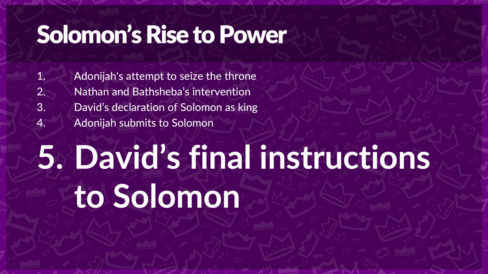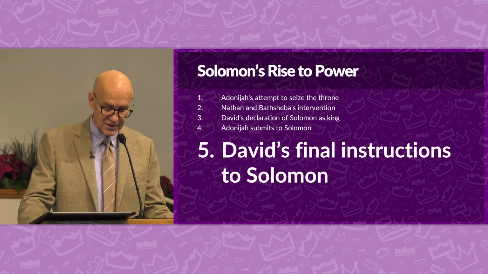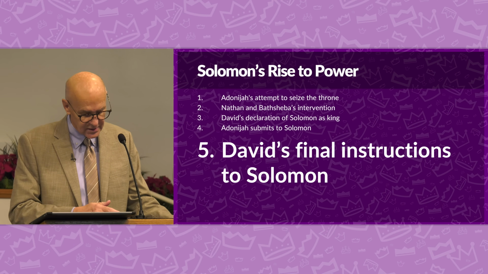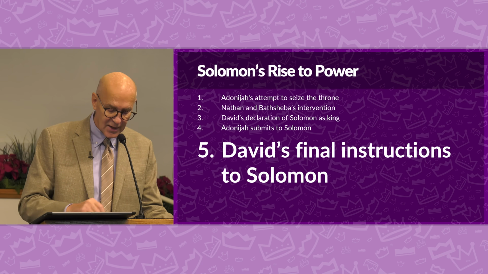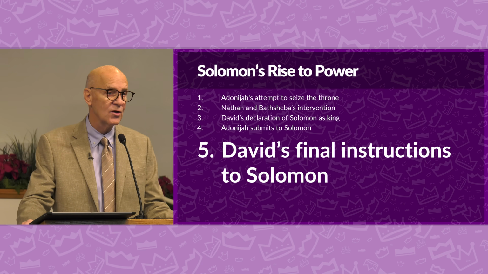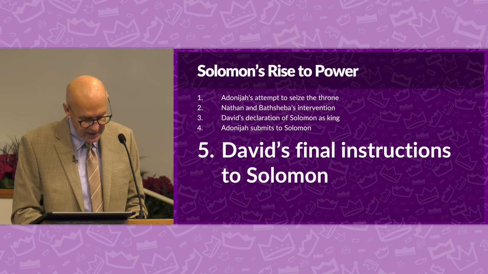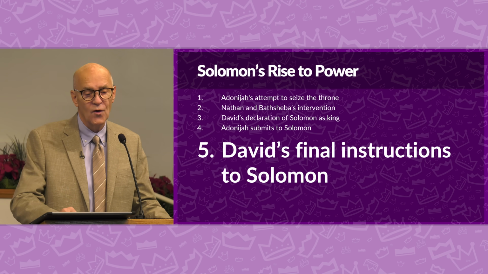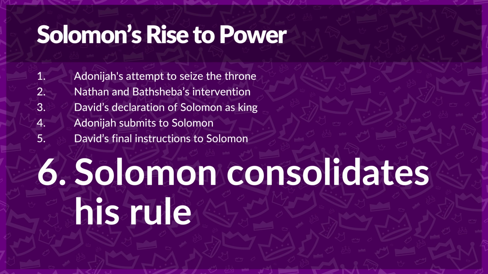Before his death, David gave Solomon instructions regarding how to lead the kingdom faithfully according to God's law. He also advised Solomon on matters of justice, particularly concerning Joab, Shimei, and others who had wronged David during his rule. After David's death, Solomon's reign began and his kingdom was firmly established. Solomon solidified his reign by dealing with the potential threats.